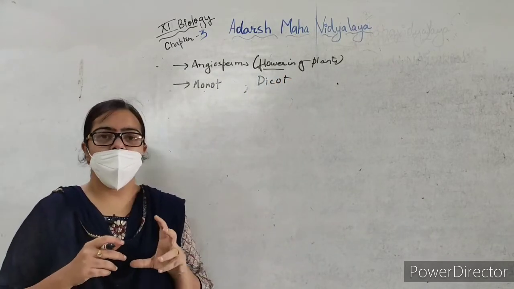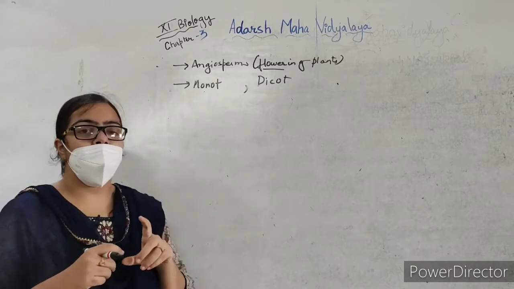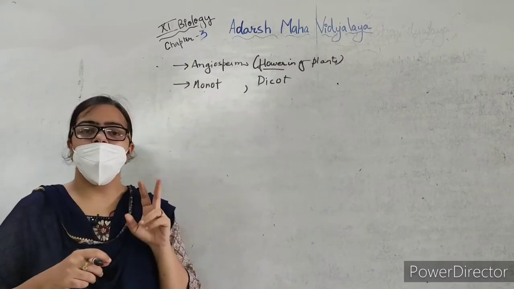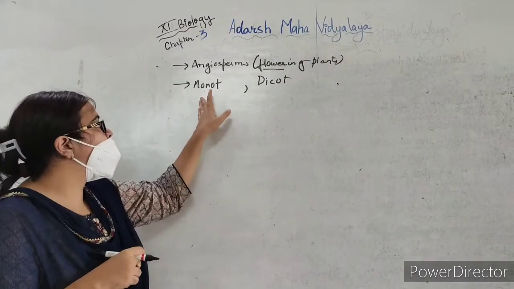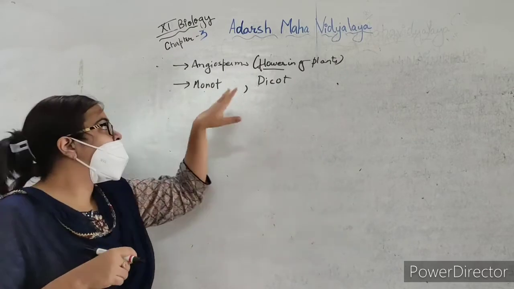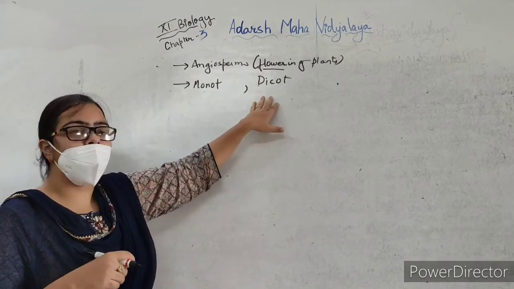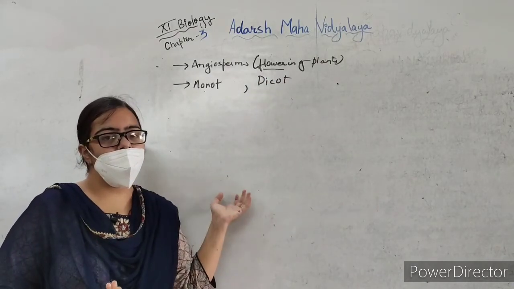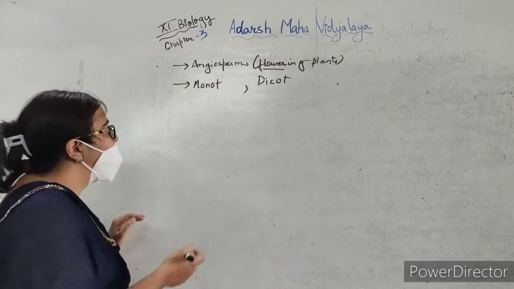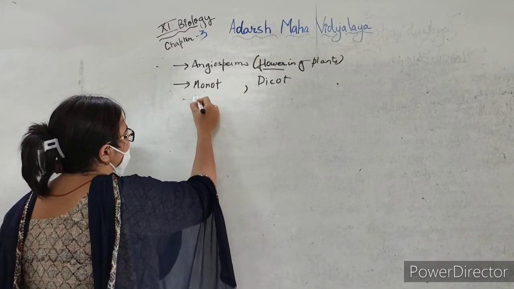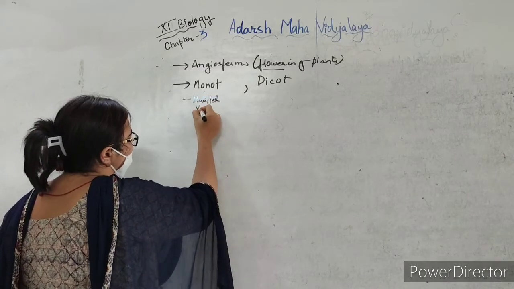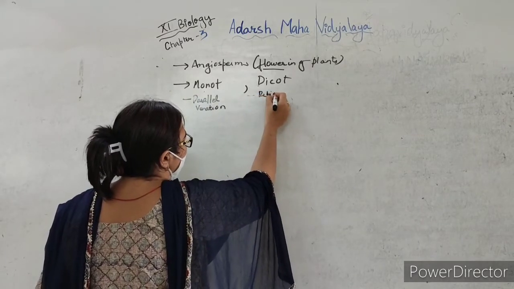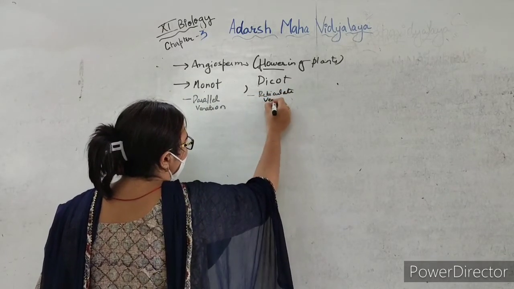Monocots will have only one cotyledon, that is the seed leaf, in their structure, and dicots will have two cotyledons. As the name suggests, mono means single and di means two. Mono means single cotyledon and dicotyledonous means two cotyledons. Other characteristics are that the monocot will have parallel venation, and dicot will have reticulate. I'll tell you what it is.